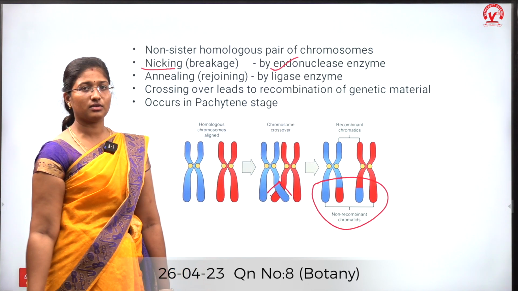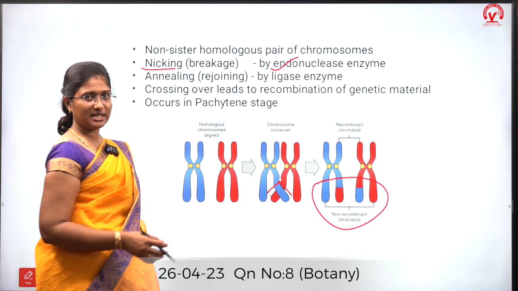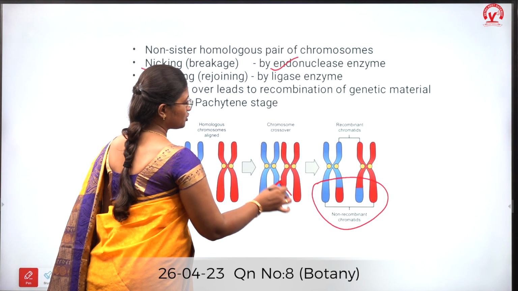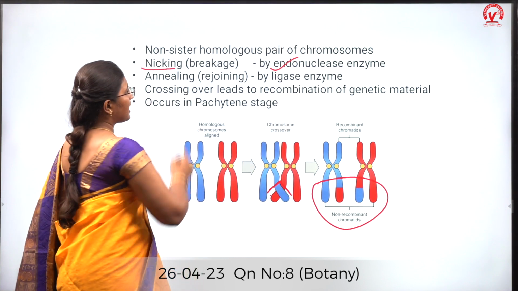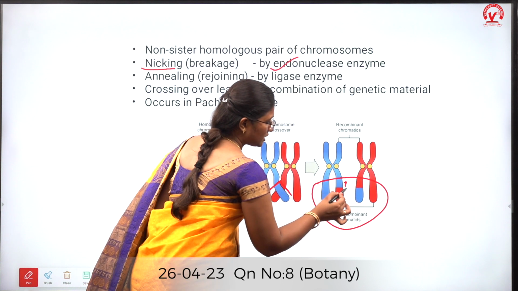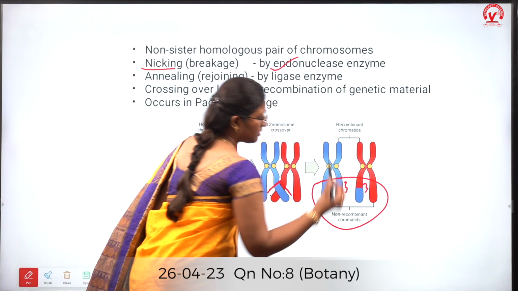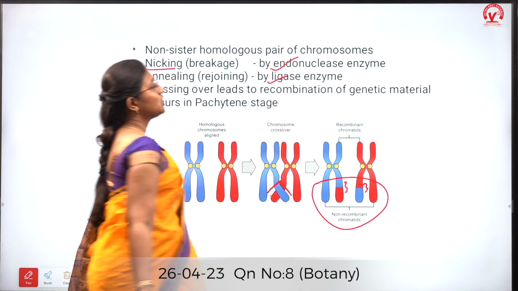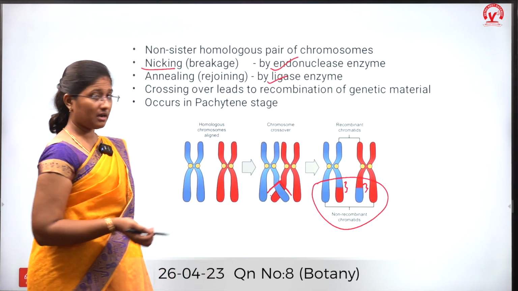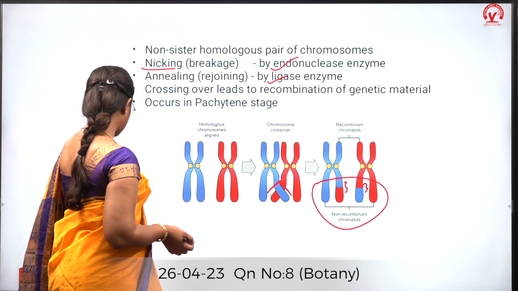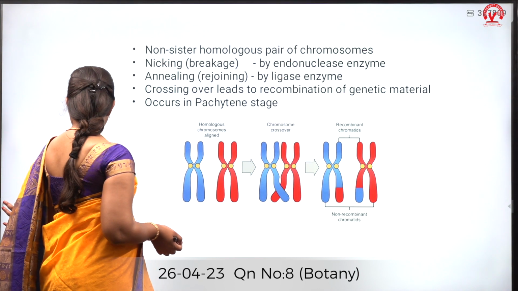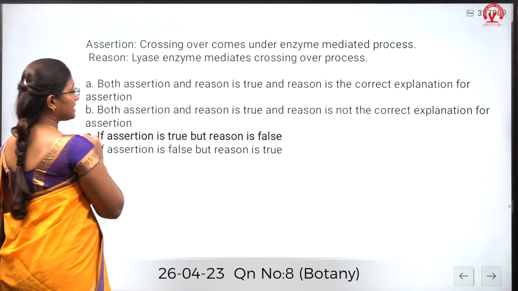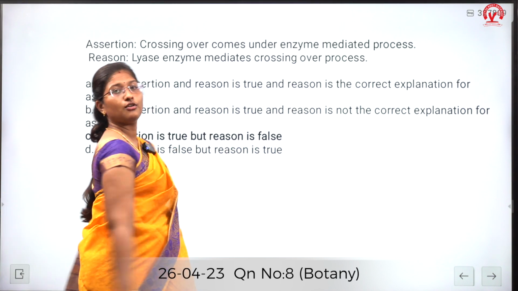In genetic engineering, we have studied about restriction enzymes, isn't it? They initiate the cut. In the same way here, nicks are introduced by endonuclease, and the annealing process, that is rejoining with the chromosome, happens with the help of an enzyme called ligase. So in the reason they have given that lyase enzyme helps. So the reason is wrong, and the answer would be assertion is true but reason is false.